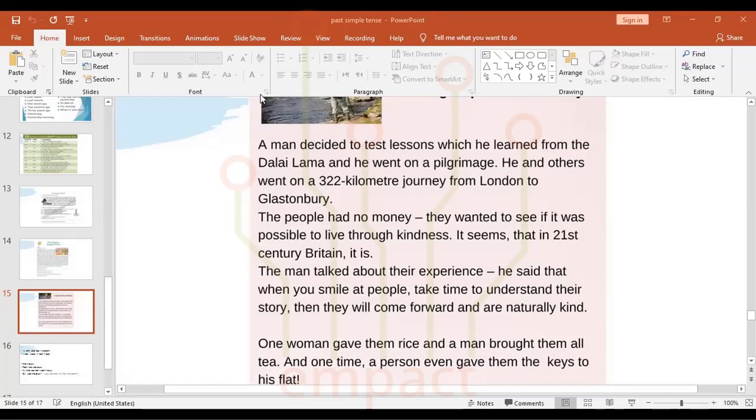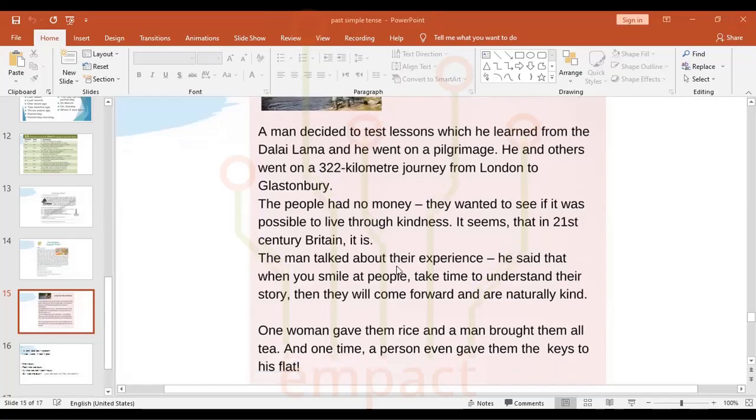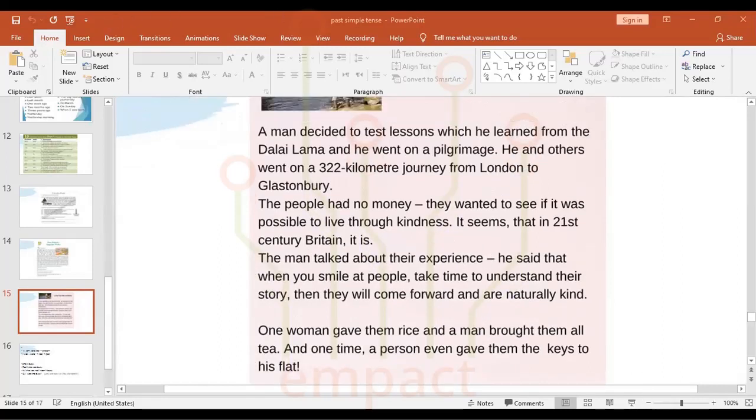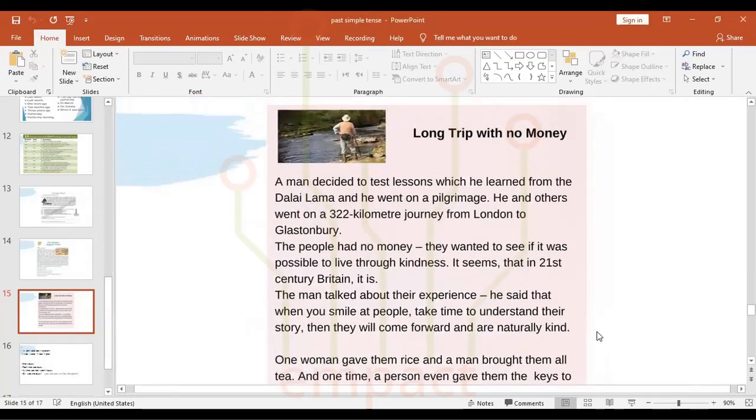Muhammad Hussein. Yes, Muhammad. Okay. Last part. One woman gave the rice and the man brought them all tea. And one time a person even gave the keys to his flat. Thank you so much. So that's enough. I know many students raise their hand to practice more, to participate more, but that's enough. This picture is available in the classroom because I posted these slides about 3 days ago. Thank you so much for participating today.